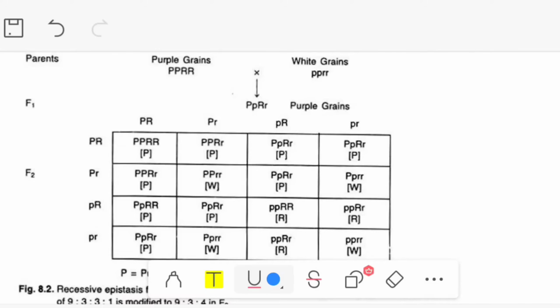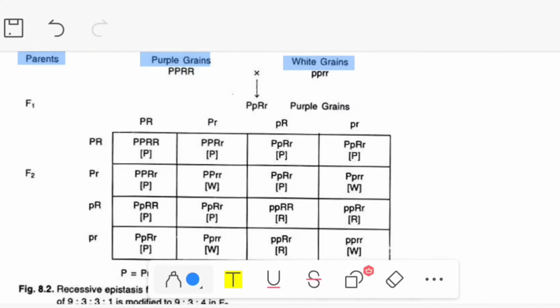Here the example is in front of us. First of all, the parents. The parents are the pure purple and the pure white, which means capital P, capital R and small p, small r. Their first filial generation, F1, will be the hybrid of both of them, capital P, capital R and small r. The phenotype will be related to the dominant one only, so it will be purple colored grains.